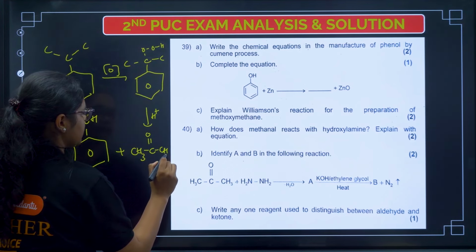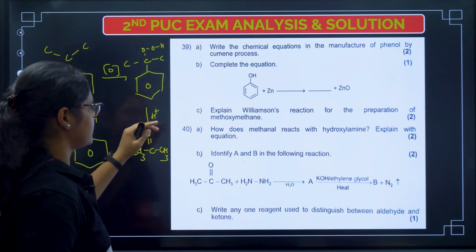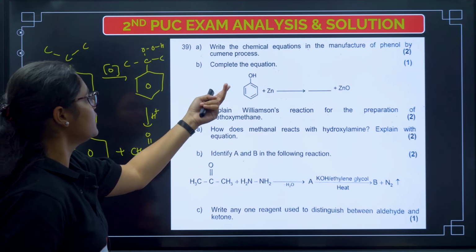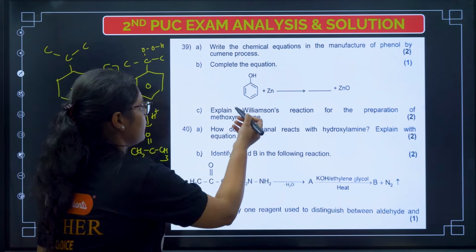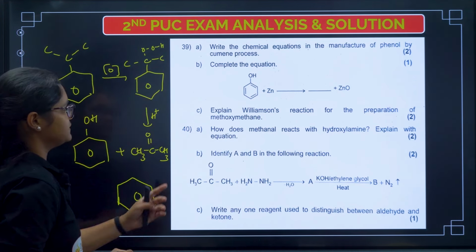So this is also a direct question. The mechanism is there, so this carries 2 marks. 2 steps will give you 2 marks. And then we have to complete the equation. So zinc on phenol, if you react, we will get benzene. So this product will be your benzene.